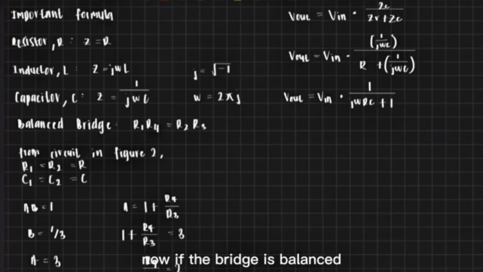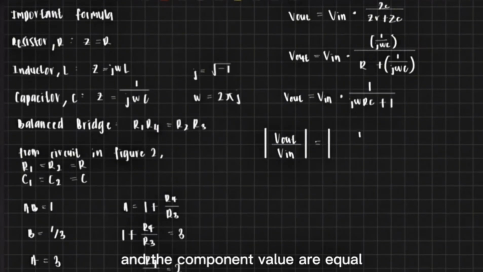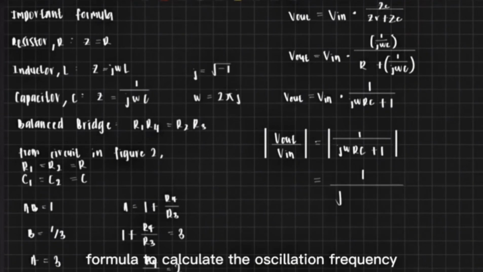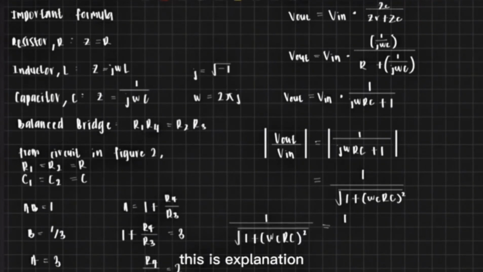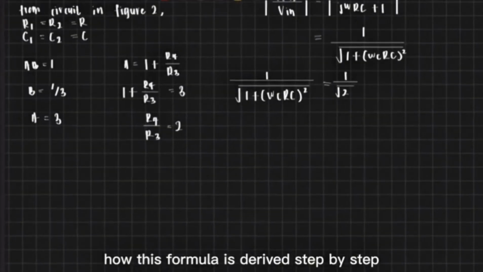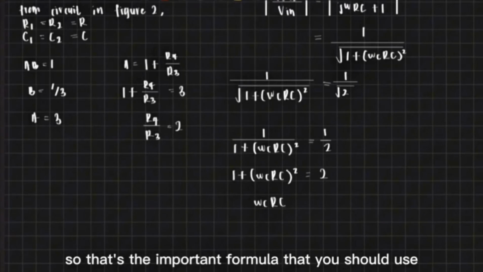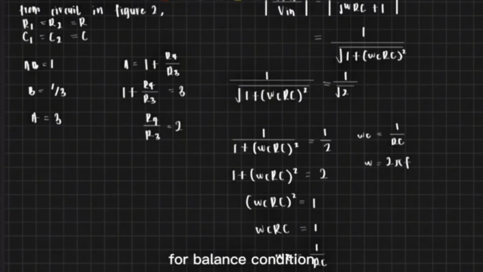Now if the bridge is balanced and the component values are equal, we use the common formula to calculate the oscillation frequency. This is an explanation of how this formula is derived step by step. So that's the important formula that you should use for the balanced condition.